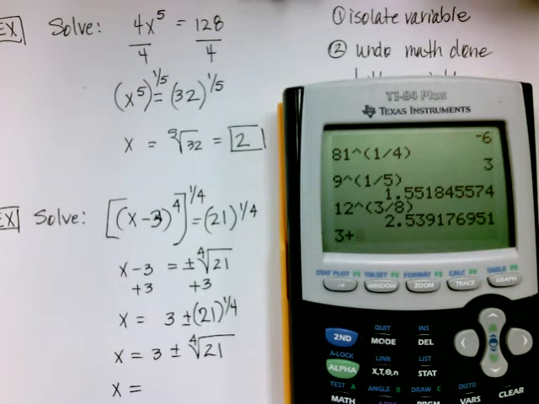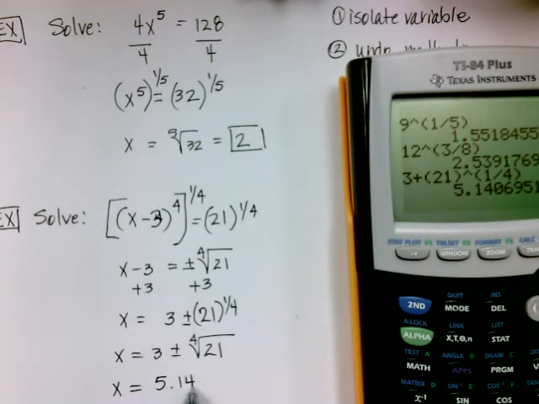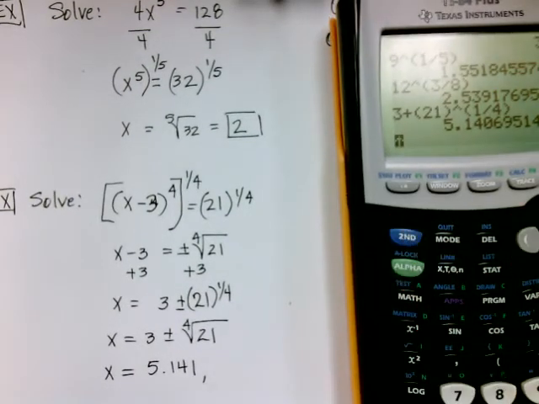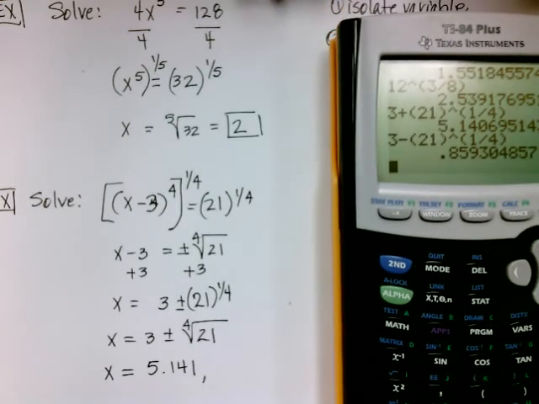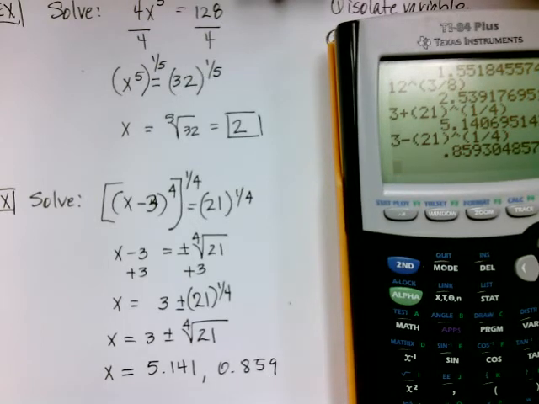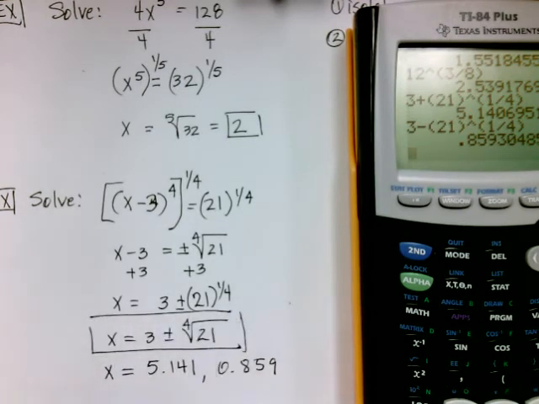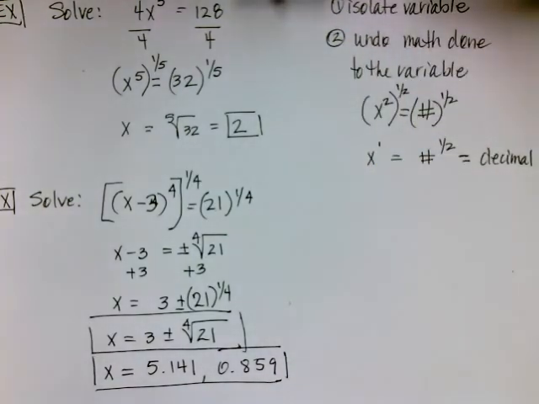I'm going to have 3 plus, and then in parentheses, 21 raised to the 1 divided by 4, and I get 5.141 as my first answer. I'm going to do second enter, which brings that last operation right back up. I'm going to change that to a negative and hit enter. Sorry, the glare is kind of bad. And my second is 0.859. And those would be my two solutions. So depending on how the problem asks you to leave the solutions, I could leave it like that, or I could leave it in the second format.